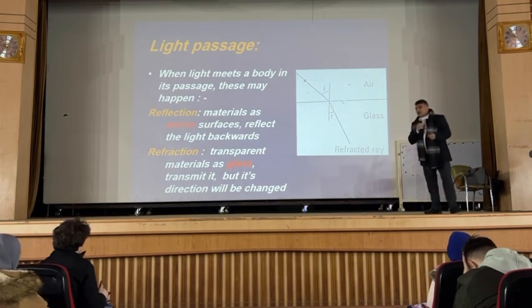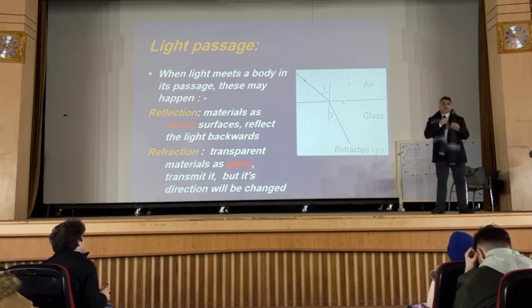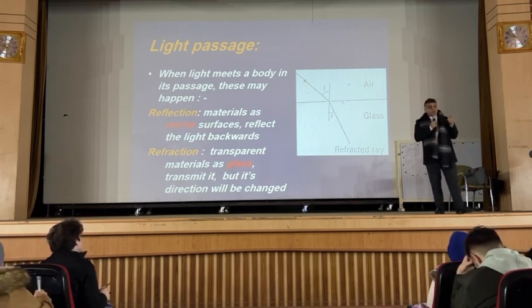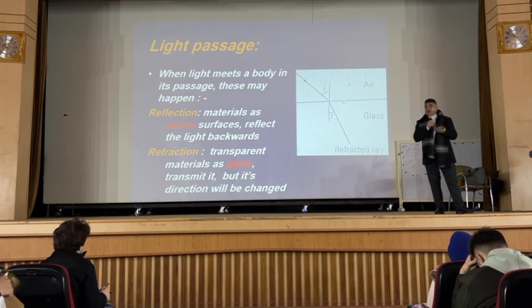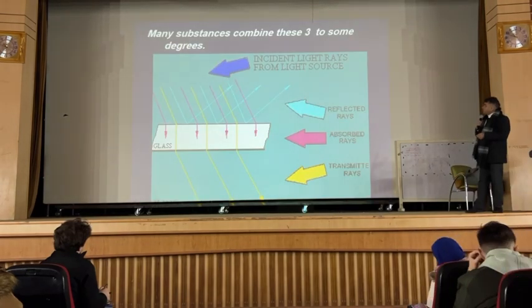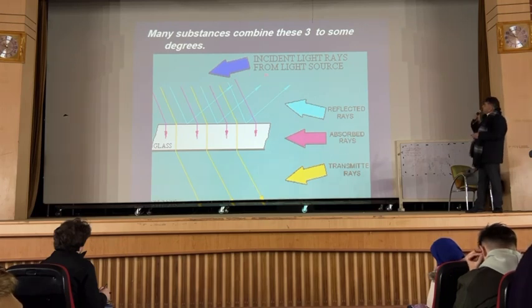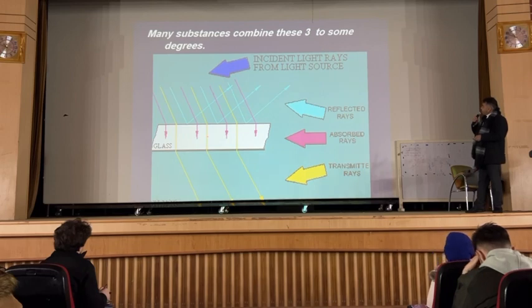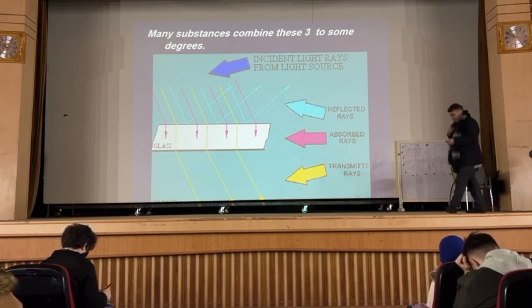And what about the color of the medium? For example, in opaque, black media, what will happen to the light? Absorption. There will be absorption. So of the incident light rays from a light source, some of them will be reflected, some of them will be absorbed, and some of them will be transmitted and refracted.